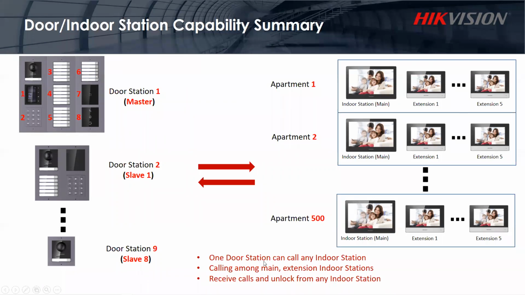So one door station can call any indoor station, and you can as well call between the main extension indoor station. So I can call between the kitchen and the bedroom if I want to, and to receive calls and unlock from any indoor station.